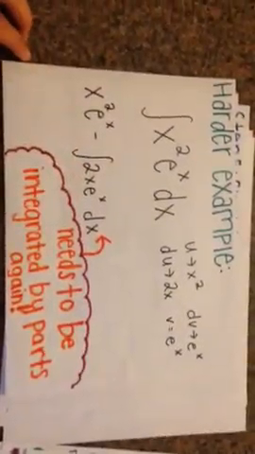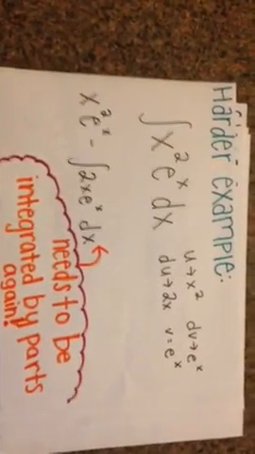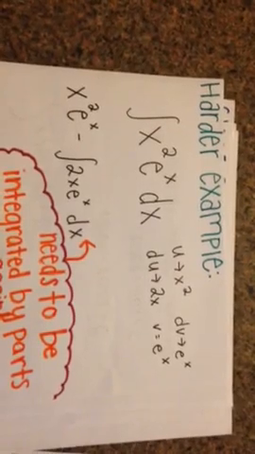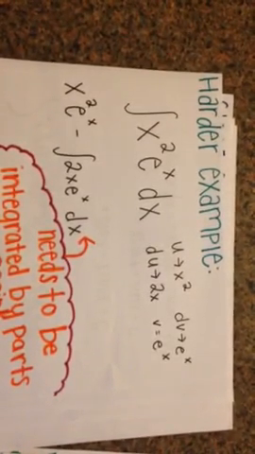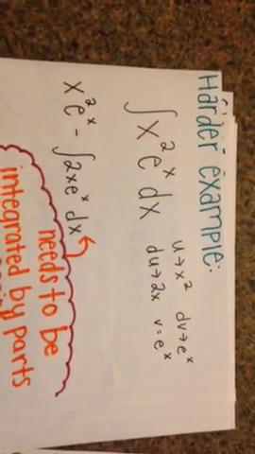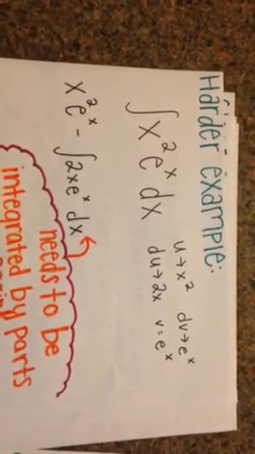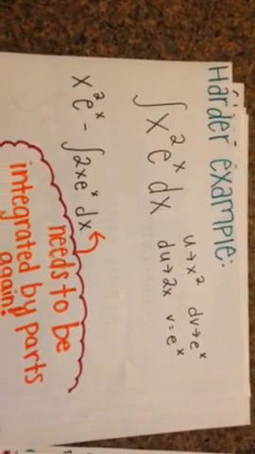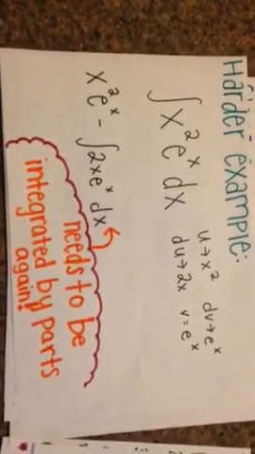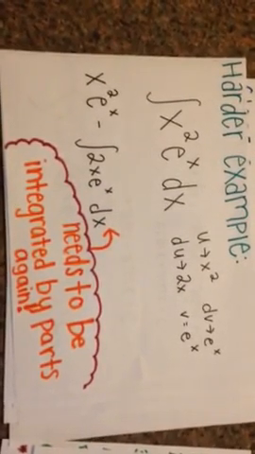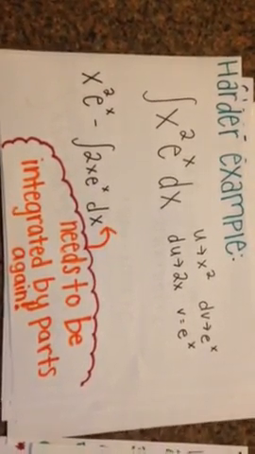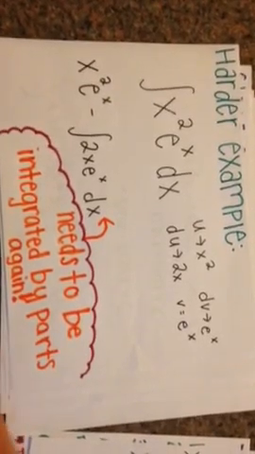Now here's a harder example. When trying to find the integral of x squared e to the x dx, u is x squared, and so du is 2x dx. dv is e to the x dx, and so v is e to the x. So you plug in, and you get x squared e to the x minus the integral of 2x e to the x dx. And this last part needs to be integrated by parts again.